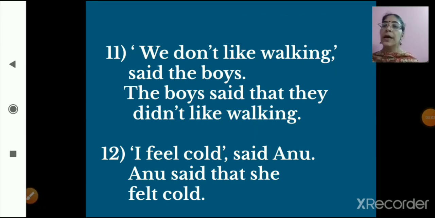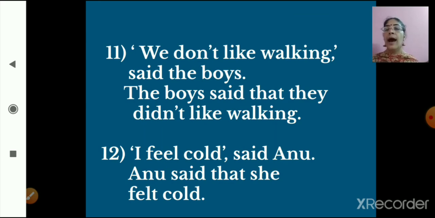Yes, look at number 11. We don't like walking, said the boys. How will you begin your sentence? Yes, with the boys. You will begin with the boys said that. Yes, we are talking about many. So what we will use here, they. They, correct. The boys said that they. Yes, in the past tense we are using. So what will we do? Don't will become, yes, didn't. The boys said that they didn't like walking. Yes, once again, the boys said that they didn't like walking. Full stop.